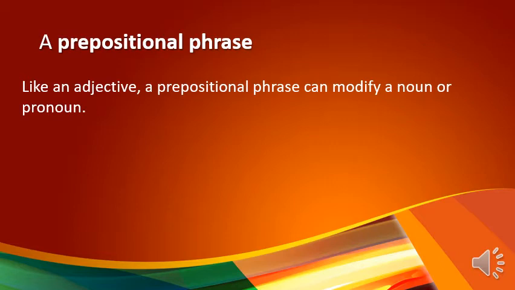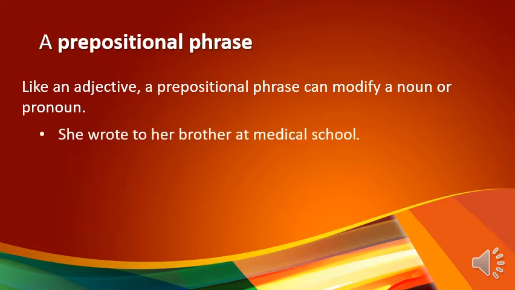So what is an example? She wrote to her brother at medical school. So where is the preposition? "At" is the preposition. The prepositional phrase is "at medical school." Okay, so this prepositional phrase acts as an adjective and modifies a noun. Where is this noun? This is the noun before it.